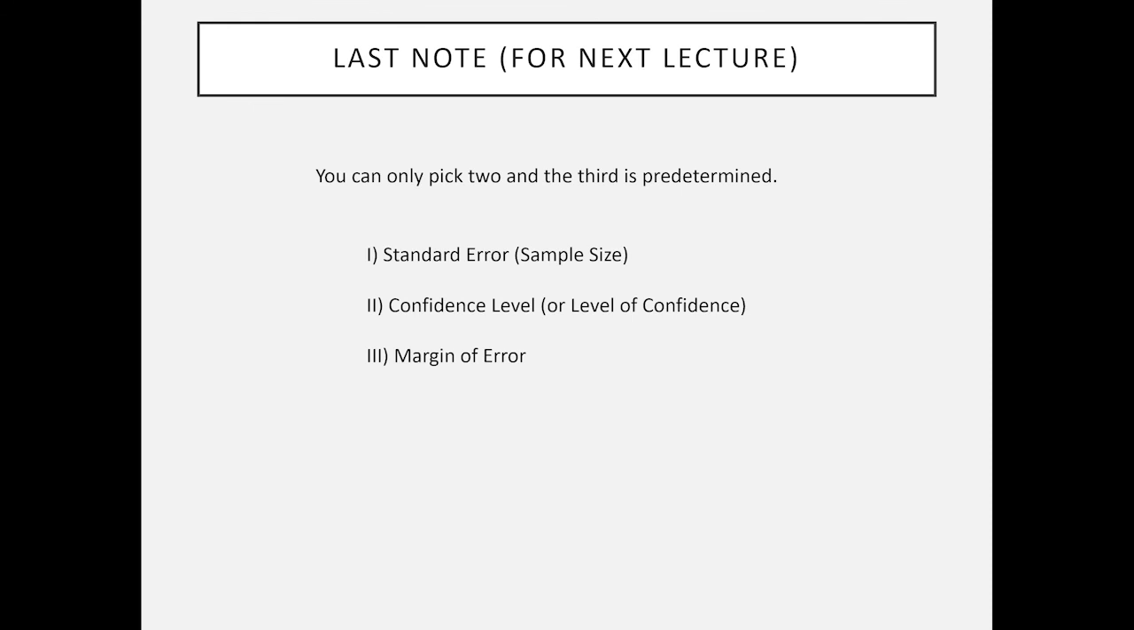So we can now put these ideas together in preparation for the next lecture: the standard error reflects the sample size. That's kind of like the amount of information you've got. The confidence level, or sometimes referred to as the level of confidence, reflects the chance of hitting the target, if you will, and the margin of error reflects the width of the confidence interval. You can pick two of these, and the third one is predetermined. So have it clear in your mind that these three ideas go together, but only two are really possibly predetermined. The third is fixed.